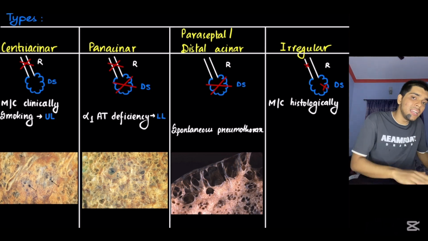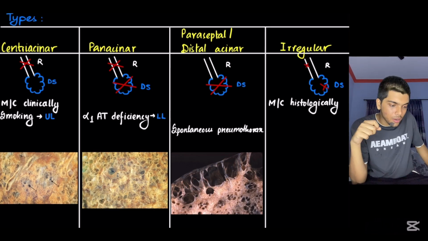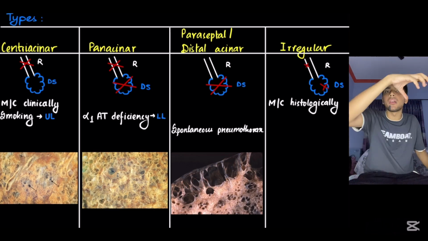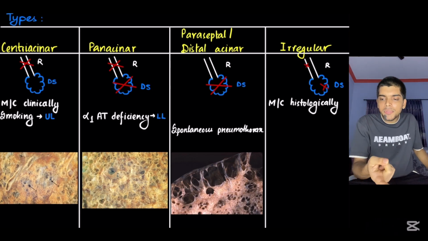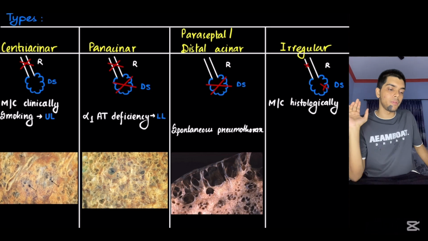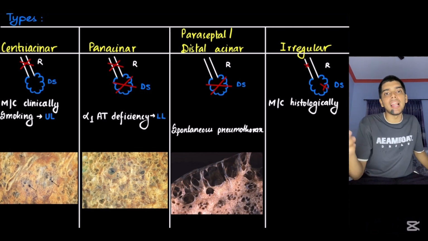Most common clinically, centri acinar. Most common histologically, irregular. Smoking causes centri acinar, affecting the upper lobe. Alpha-1 antitrypsin deficiency causes pan-acinar, affecting the lower lobe. Spontaneous pneumothorax is seen associated with distal acinar.